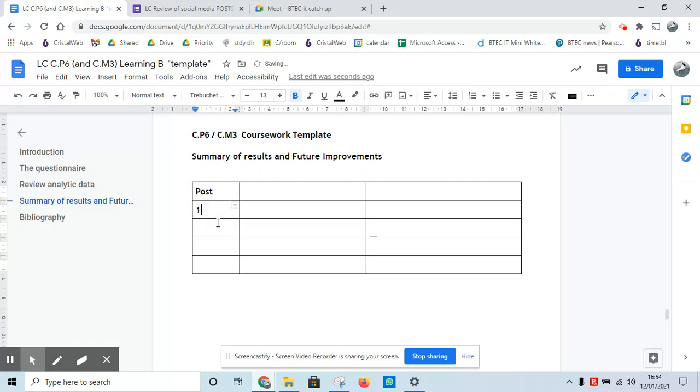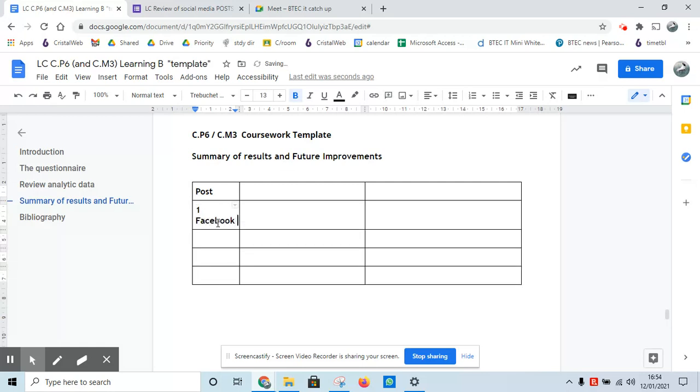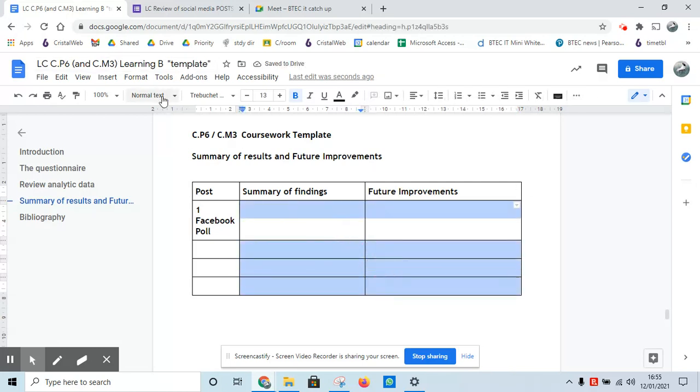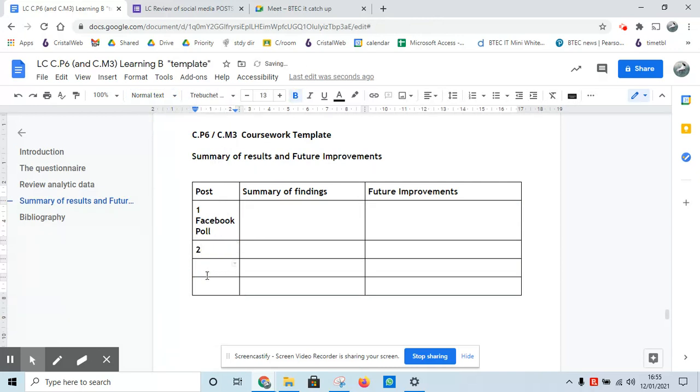So I might have post one, which was, for me, a Facebook poll, whatever it might be. I don't remember. And in here, we would have a summary of findings. And in here, you'd have the improvements. Or you could call it future improvements, which would be good because it fits better. And then I just want to make sure normal text is going in there. So two, three, four. So in here, just like in example one, I would want to summarize everything that I did in P6. I would summarize all the analytics, and I'd summarize all the feedback.